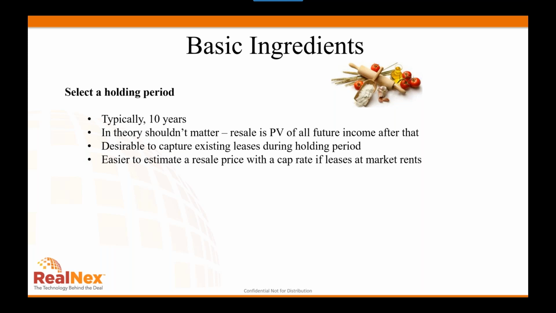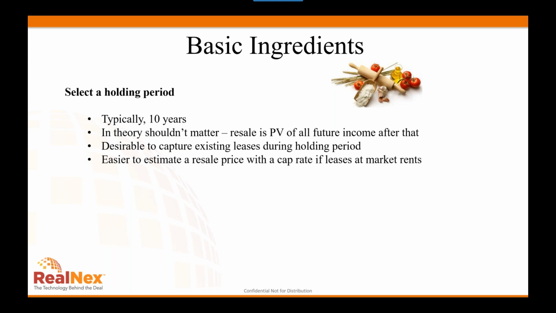So first of all, you've got to think about a holding period. What I almost always see, especially with the institutional investors that I work with, but having worked with people using different programs over the years and working with appraisers and investors, typically they assume 10 years. That doesn't mean they really plan to hold the property for 10 years, but it's sort of a typical time period. In a sense, it doesn't really matter as long as you estimate a resale price that reflects what's going to happen after you sell the property.